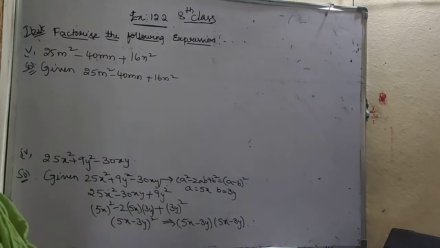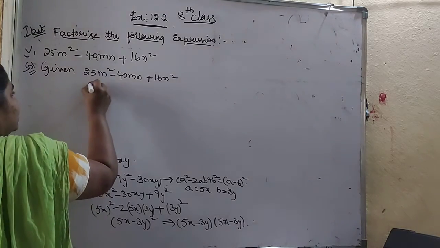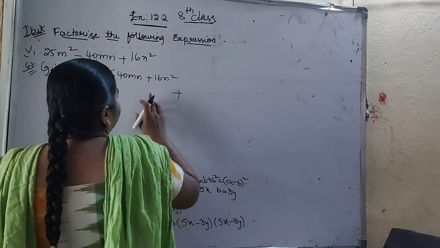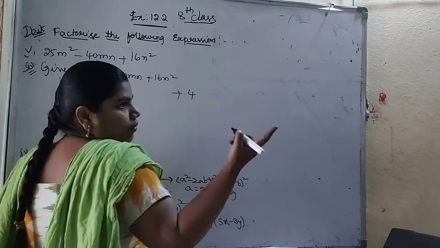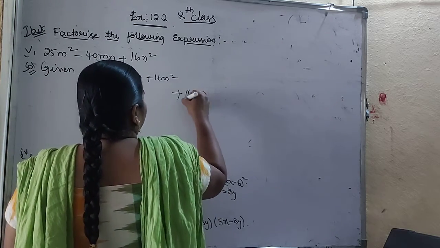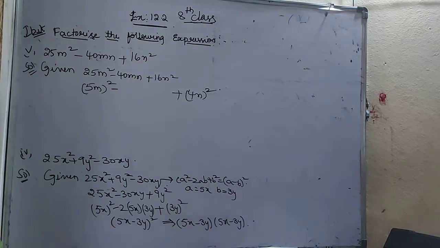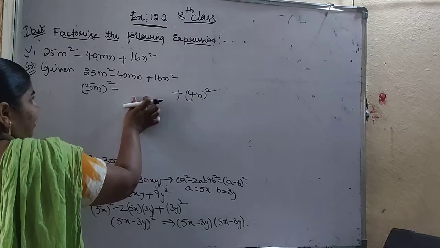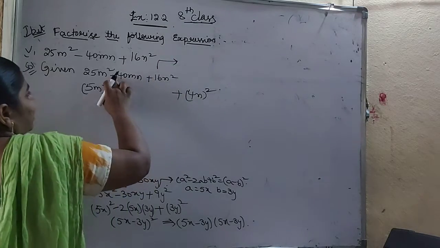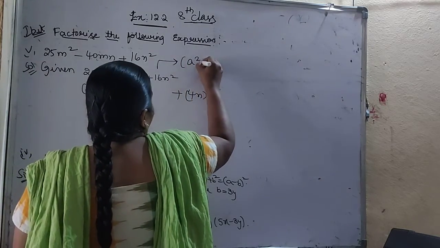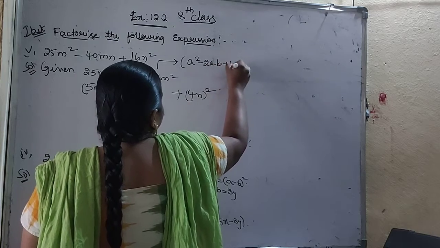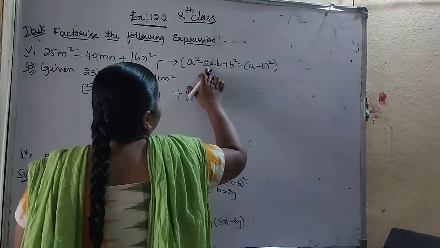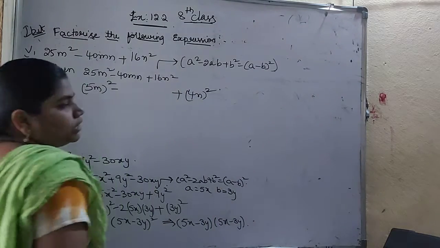25 can be written as 5 square. So we can write this as 5m whole square minus, and 16 can be written as 4 square, so 4n whole square. Now the middle term we have to split. Which identity are we using? You have the minus sign, so that is a square minus 2ab plus b square, that is a minus b whole square. This term they have given, we have to split in this form.